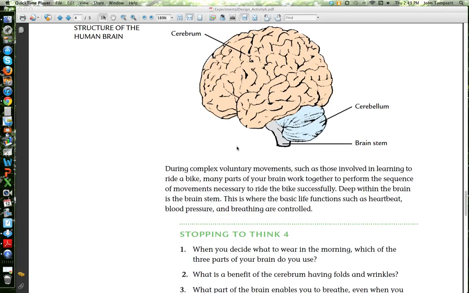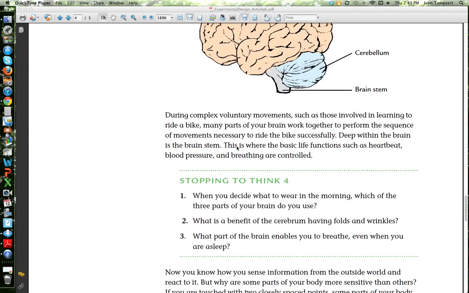Here's Stopping to Think 4. Number 1. When you decide what to wear in the morning, which of the 3 parts of your brain do you use? Number 2, what is a benefit of the cerebrum having folds and wrinkles? Number 3, what part of the brain enables you to breathe even when you are asleep?